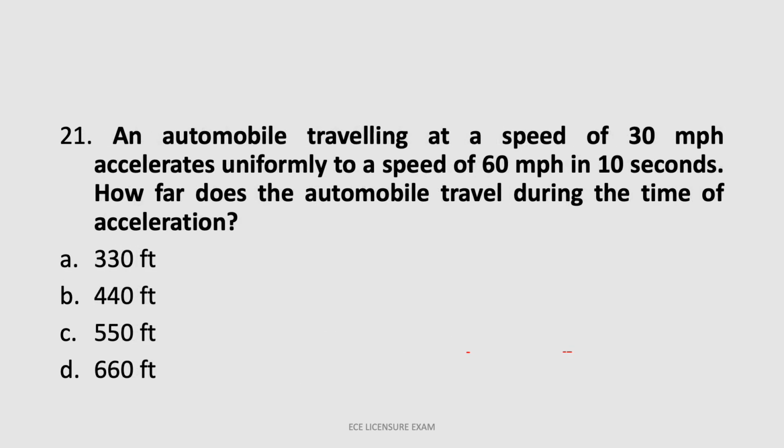An automobile traveling at a speed of 30 miles per hour accelerates uniformly to a speed of 60 miles per hour in 10 seconds. How far does the automobile travel during the time of acceleration? 330 feet.